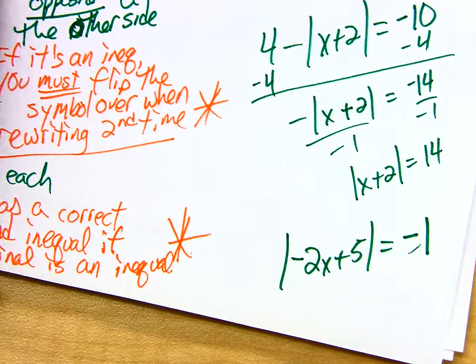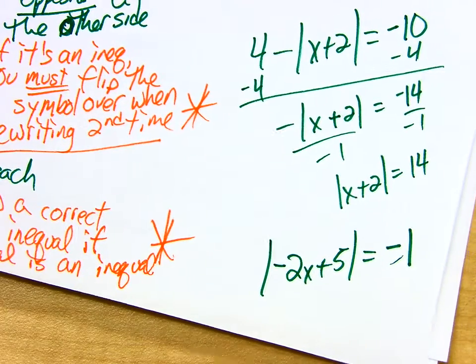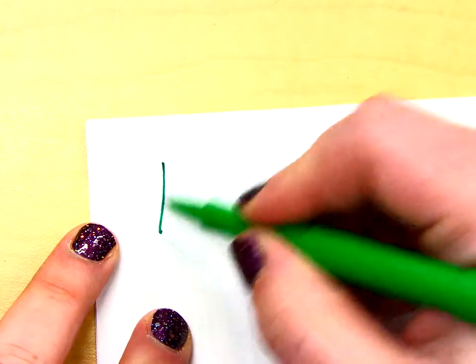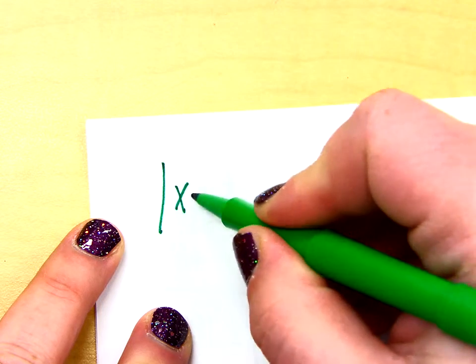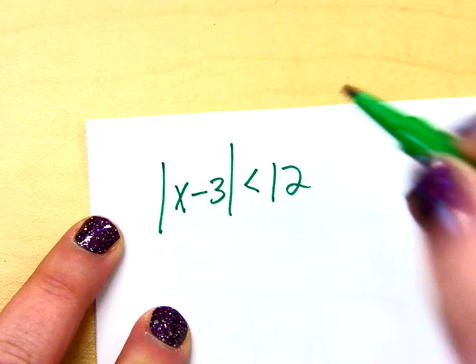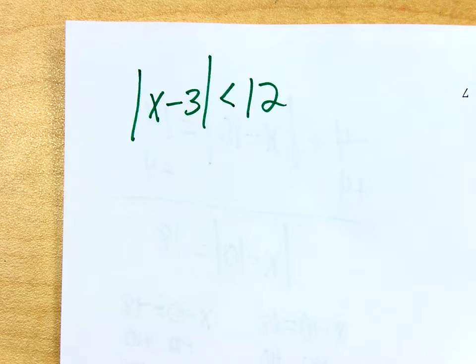Okay, ready to try some inequalities? Yes. Oh, good. So, the rules are pretty much the same as we've been talking about. Let's start one off where it's already by itself. So let's say it's the absolute value of x minus 3 is less than 12. So step 1 is already done. The absolute value is already by itself.